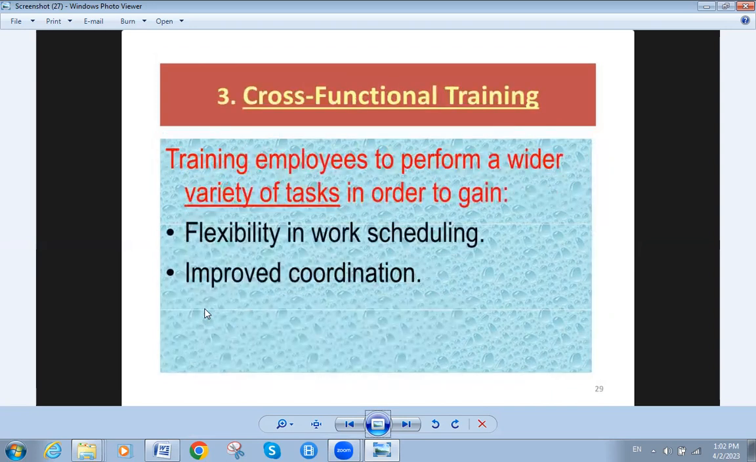How about cross-functional training? It trains employees to perform a wider variety of tasks in order to gain flexibility and improve coordination. So cross-functional training is done to improve coordination and for more flexibility at the workplace.